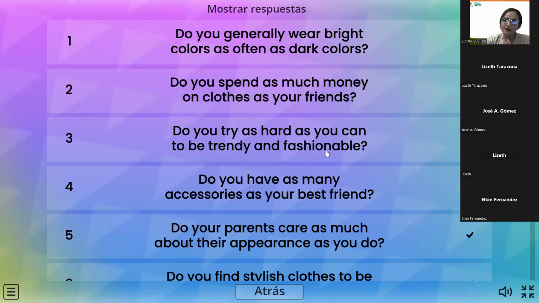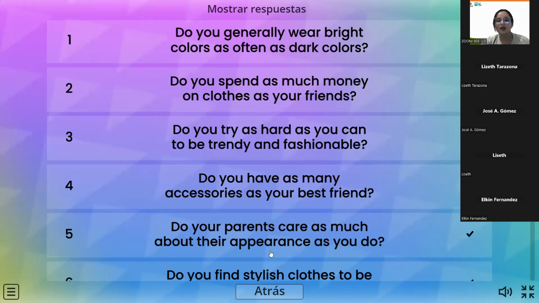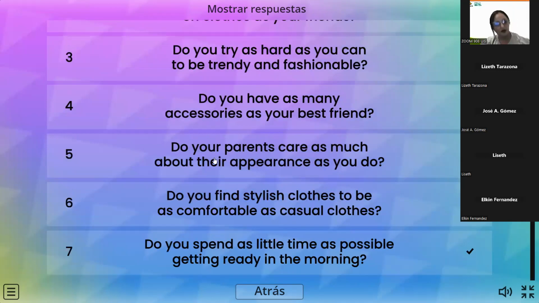Not in all of them we see the same pattern. For example, here we have, as many accessories. This one is for comparing. That was not part of the patterns, but it's also part of the uses of as. Comparing you and your best friend. This one has, what is it? This one, the one about your parents, has the pattern we analyzed before the break.